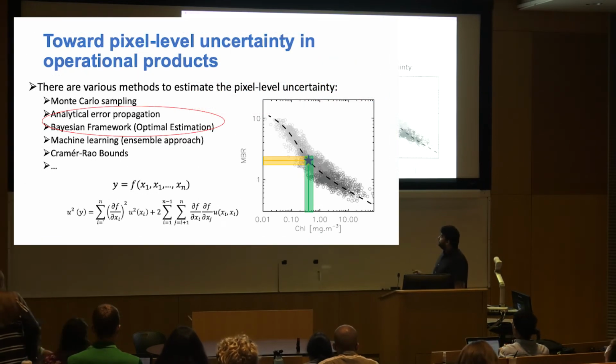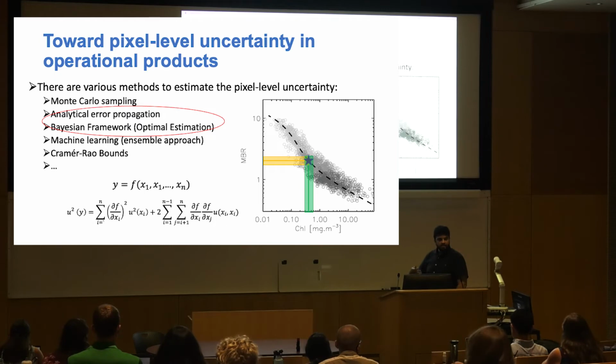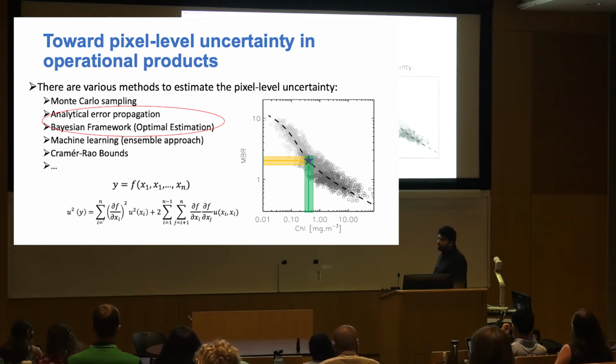So toward pixel-level uncertainty, how do we want to get there? There are various ways to do this pixel-level uncertainty analysis. The simplest way is a Monte Carlo analysis, where you have a noise model on the instrument, and then you run this atmospheric correction algorithm, let's say 1,000 times, generating the noise randomly and running it through the algorithm over many iterations. Then you estimate the uncertainty in Rrs, accumulate the statistics, and say, okay, this is my random noise.